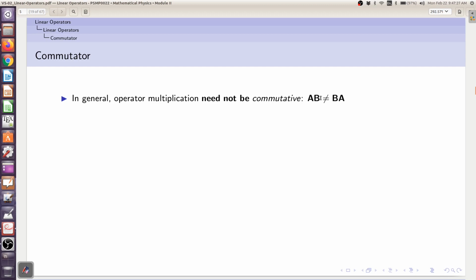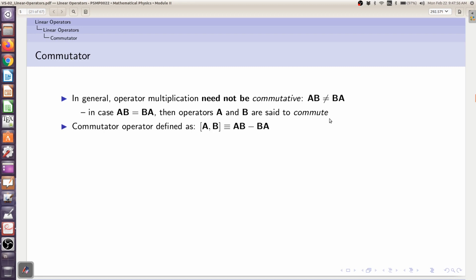If you first operate this operator B and then you operate the operator A, and in another case, let's say you operate operator A and then you operate operator B, the result need not be the same. So in general, operator multiplication need not be commutative. They can be commutative under certain circumstances, but in general they need not be. In case they are commutative, then AB will be equal to BA. Then we say that the two operators are said to commute.